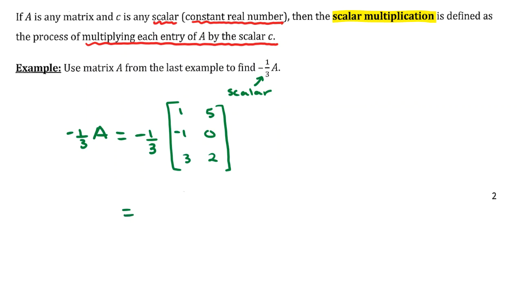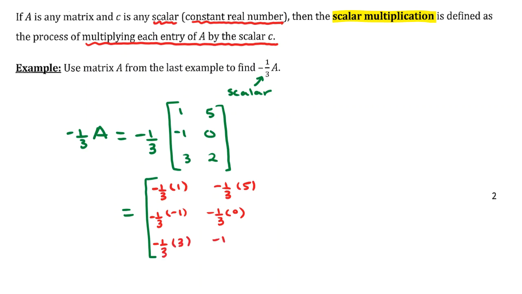So basically what we're going to do is take each one of those entries and multiply it by the scalar negative 1/3. So that means both the entries in row 1, so negative 1/3 times 1, and also negative 1/3 times 5. Second row's entry is going to be negative 1/3 times negative 1, then negative 1/3 times 0. All right, third row's entries get scalar multiplied as well, negative 1/3 times 3, and then negative 1/3 times 2. And of course, we'll go ahead and simplify this as best as we can to get our final answer.